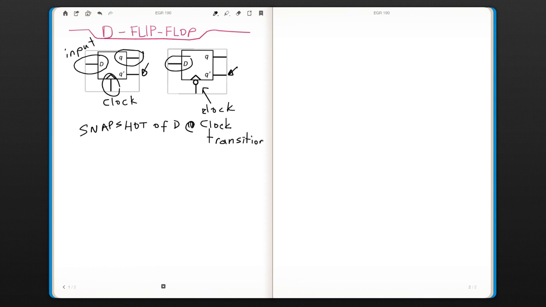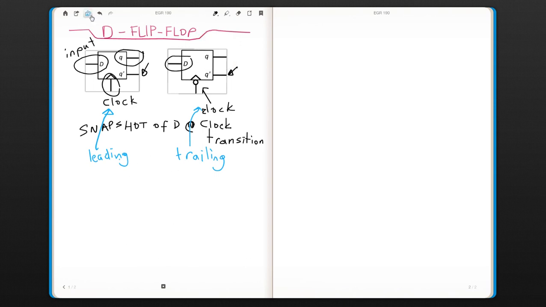Here is where that bubble makes a play. If there's no bubble, that means the input is going to be snapshotted at the leading edge. If there's a bubble, then it's going to be snapshotted at the trailing edge. So I'll give you two examples for the same inputs.